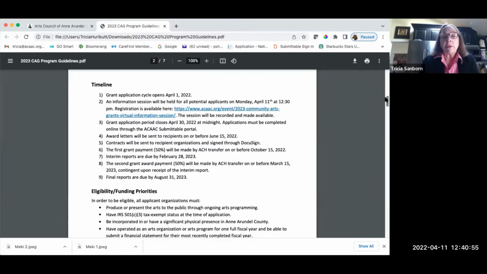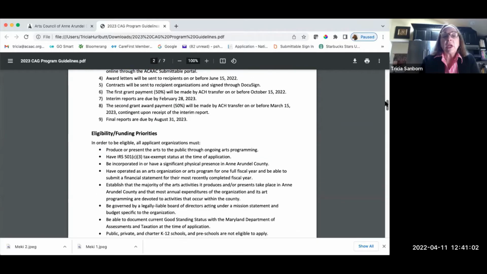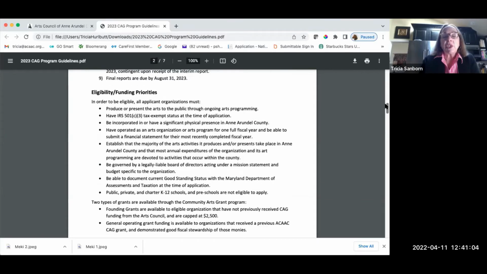Final reports will be due in August of 2023 for this cycle. In terms of eligibility, the program has stayed the same. This is available to 501c3s only. You have to either be based in or have a significant physical presence in Anne Arundel County.